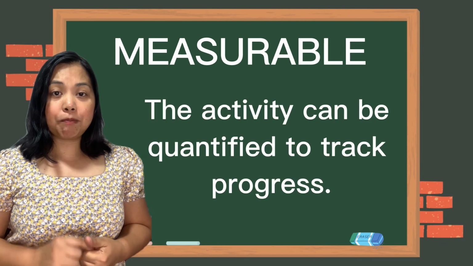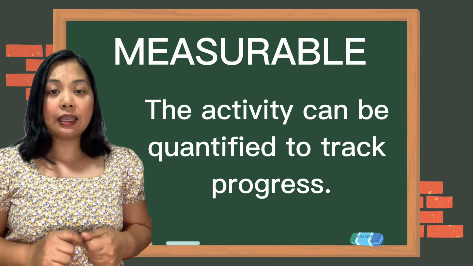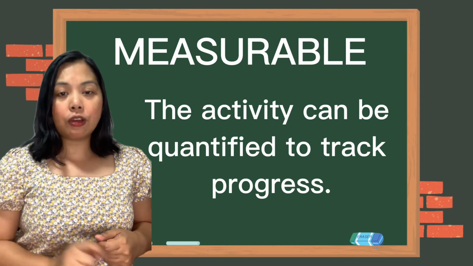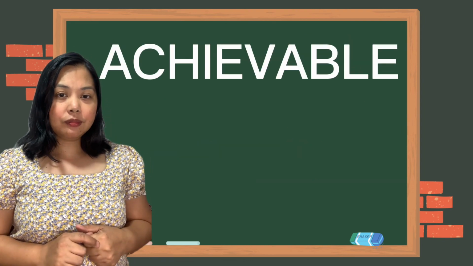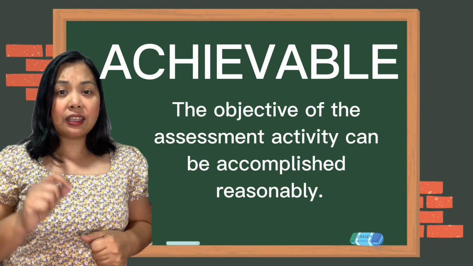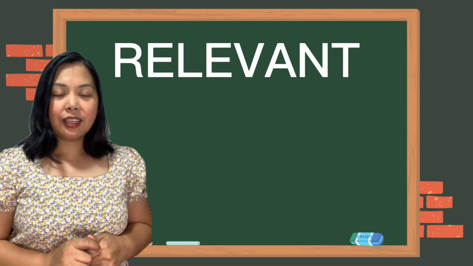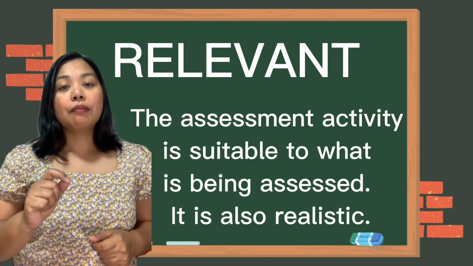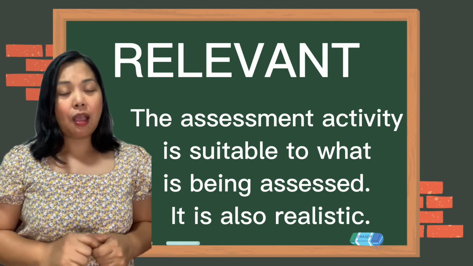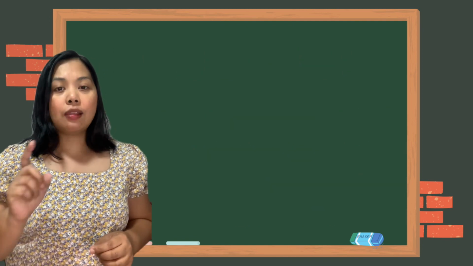And for measurable, make sure that the goals are measurable or quantifiable so that it is easier to track progress and know when learners have achieved the learning objective. A for achievable. This is a reality check, guys. Is the objective something that the learners can reasonably accomplish? R for relevant. Make the activity suitable to what is being assessed. Make sure that it is realistic. Moreover, the measurable goal you set for your learners must help them achieve the larger objective.